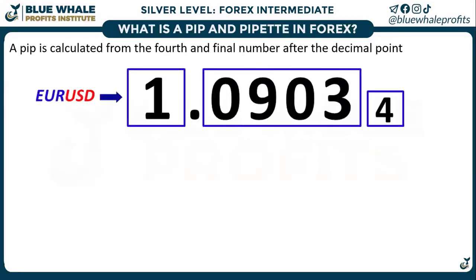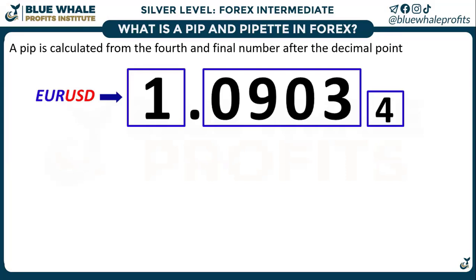So a pip is calculated from the fourth decimal number after the decimal point. Considering this Euro USD figure here, that's 0.9034. With this, we are saying that the 4 there, which is very, very small, is what we refer to as a pipette, or unit, or fractional pip. The last decimal is what's referred to as the unit or the fractional pip.